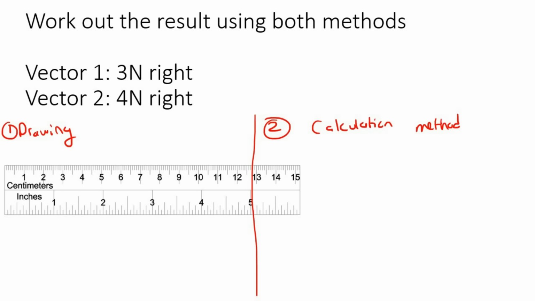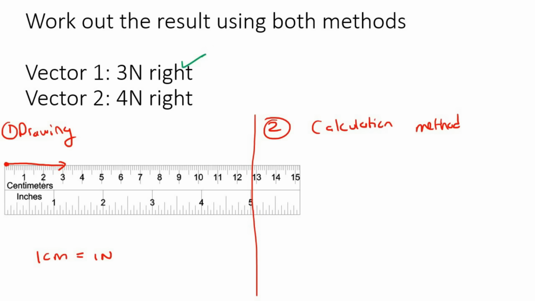So for the drawing method, you need a ruler and you need to give a scale. So if you look at these ones, it's going 3 to the right and 4 to the right. So I think a scale of 1 centimeter to 1 Newton, that'll work nicely. So you can start with whichever one you want. I'm going to start with this top one, 3 newtons to the right. So I start over here and I go 3 newtons to the right. Okay, now that is the head. So for the next one, you start it where this one ended.